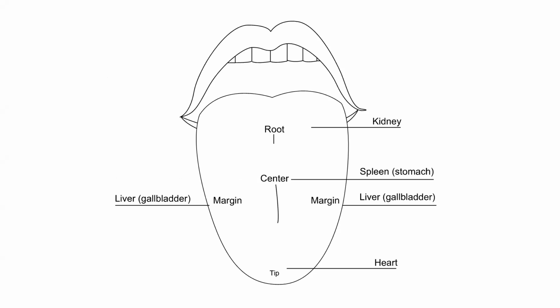The frontal tip is the heart, the center is the spleen and stomach, the sides are the liver and gallbladder, and the posterior part, the root, is the kidney.